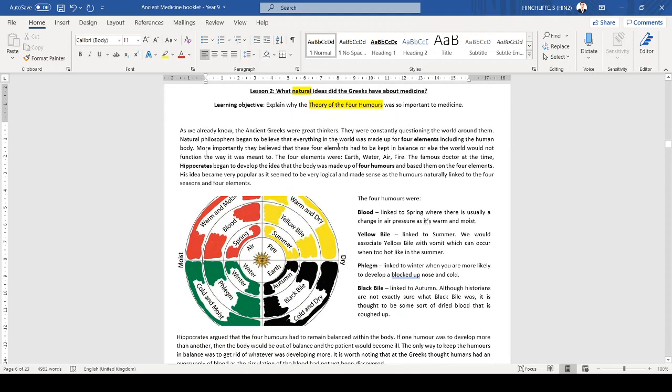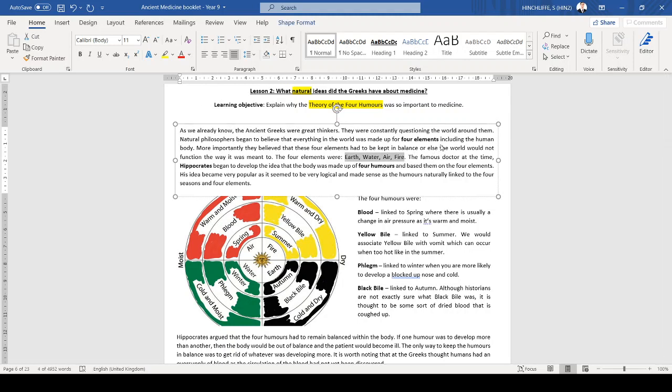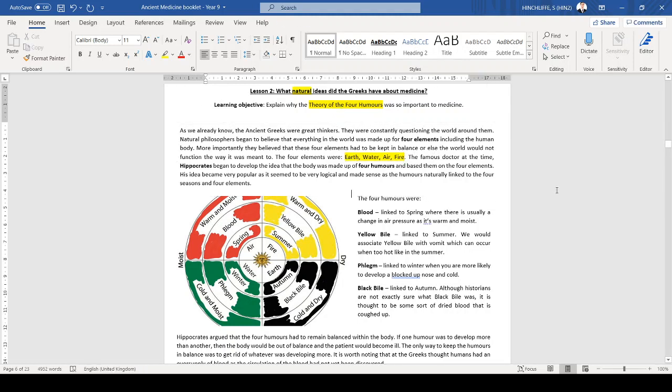Just a little bit of reading here. As we know, the ancient Greeks were great thinkers. They were constantly questioning the world around them. Natural philosophers began to believe that everything in the world was made up of 4 elements, including the human body. We know the 4 elements: earth, water, air, and fire. Natural philosophers were basically people who just asked questions about the world around them. They weren't really that interested in the gods and the supernatural, but mainly the natural. The 4 elements is what they came up with, and we are all familiar with them. This is what makes up the world. We know that's not the case, but this is the simplified version.